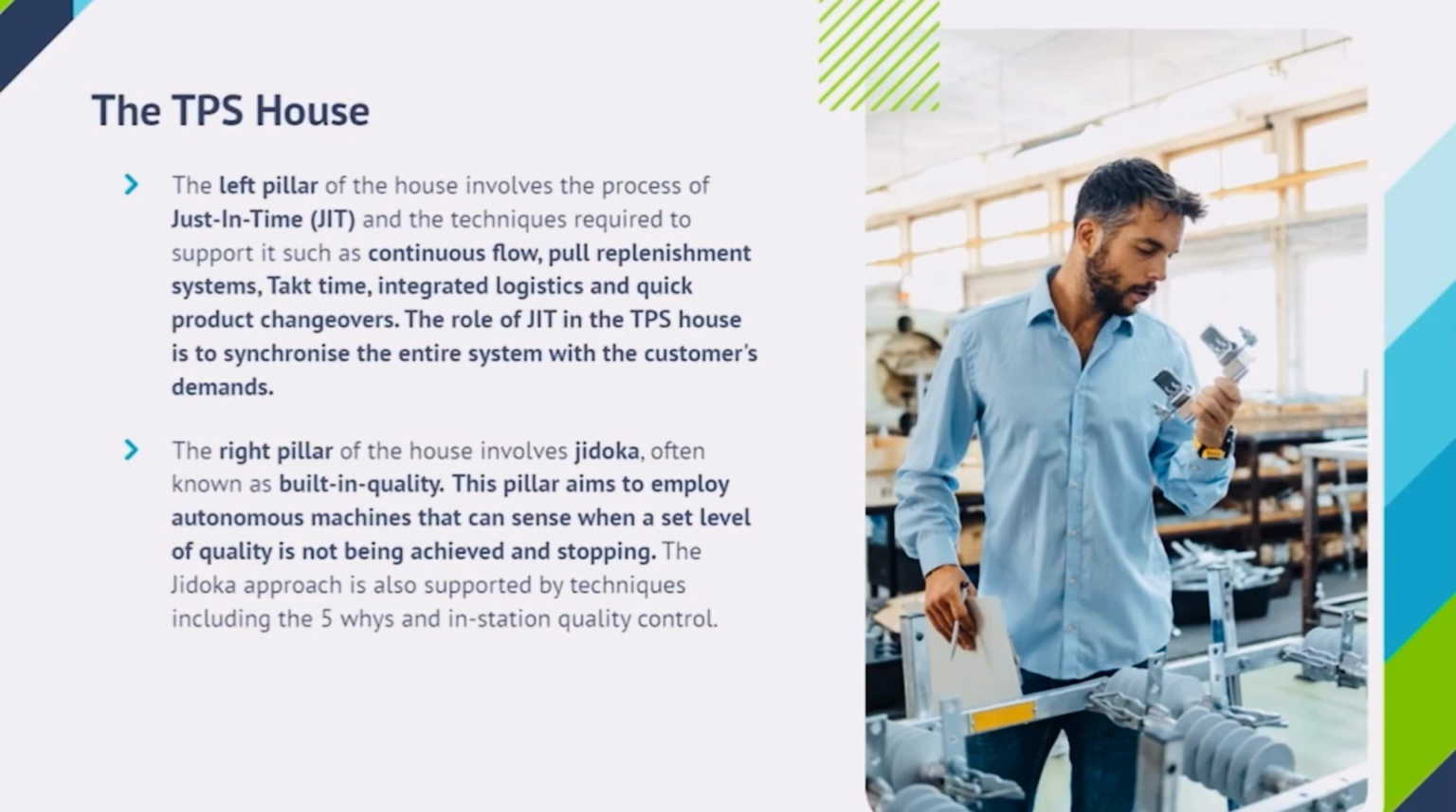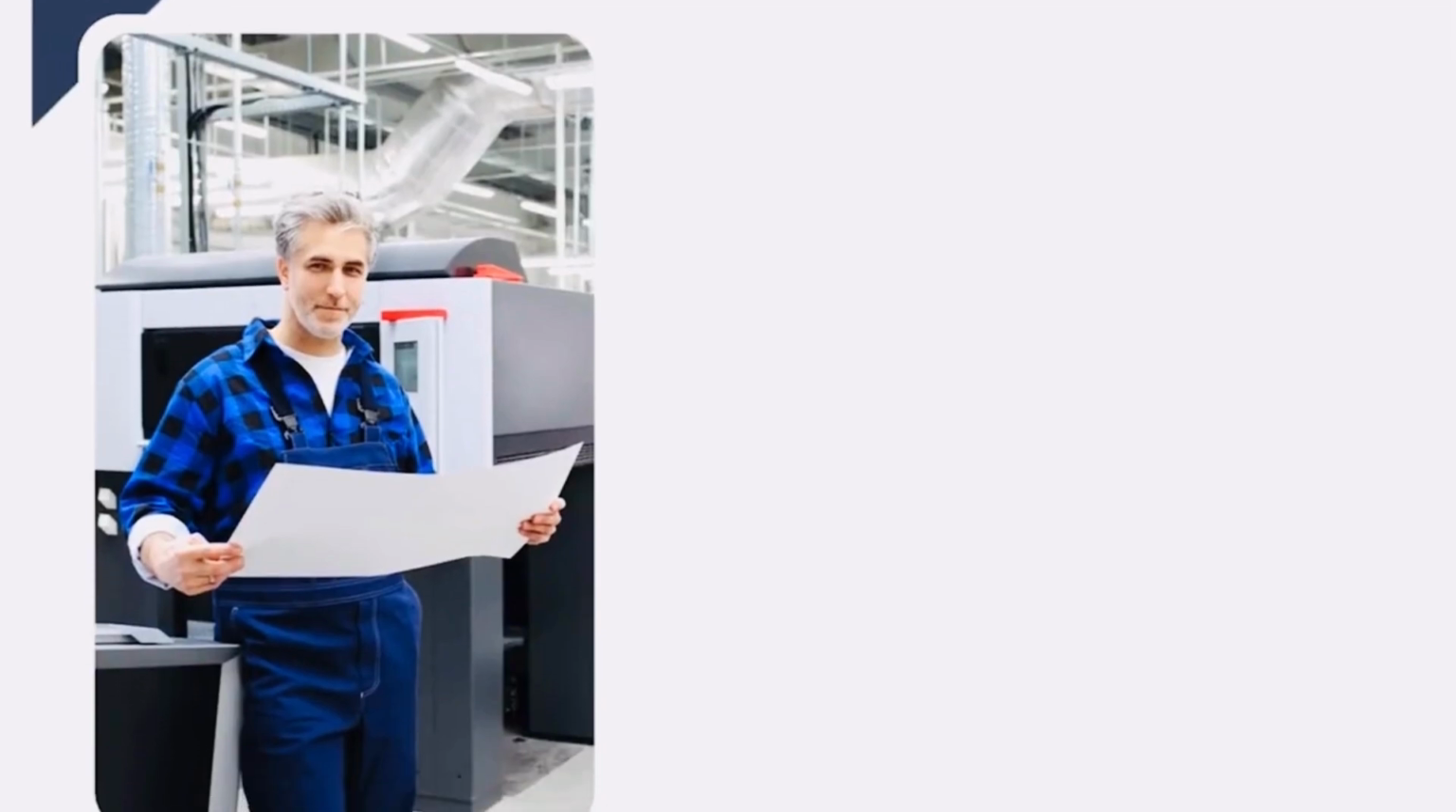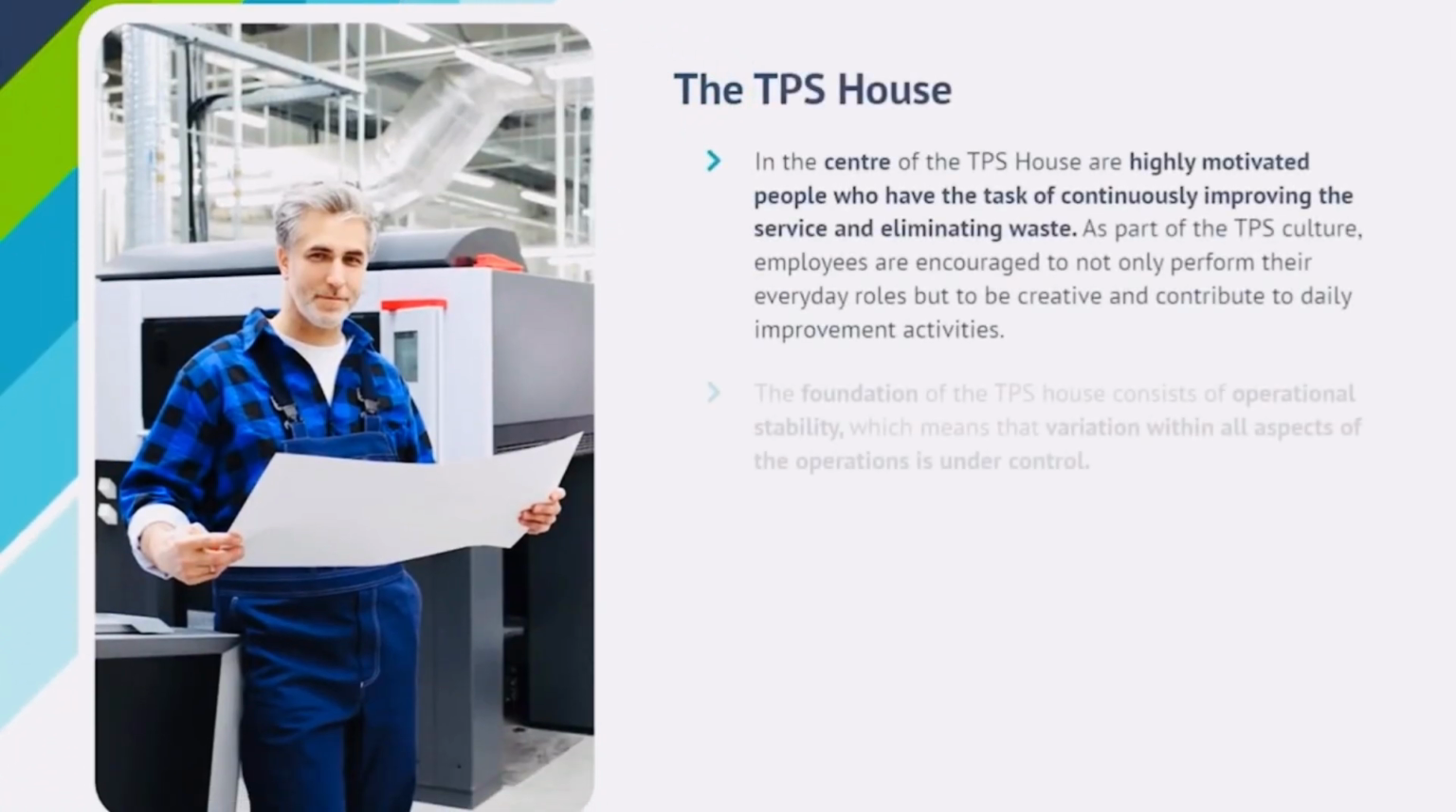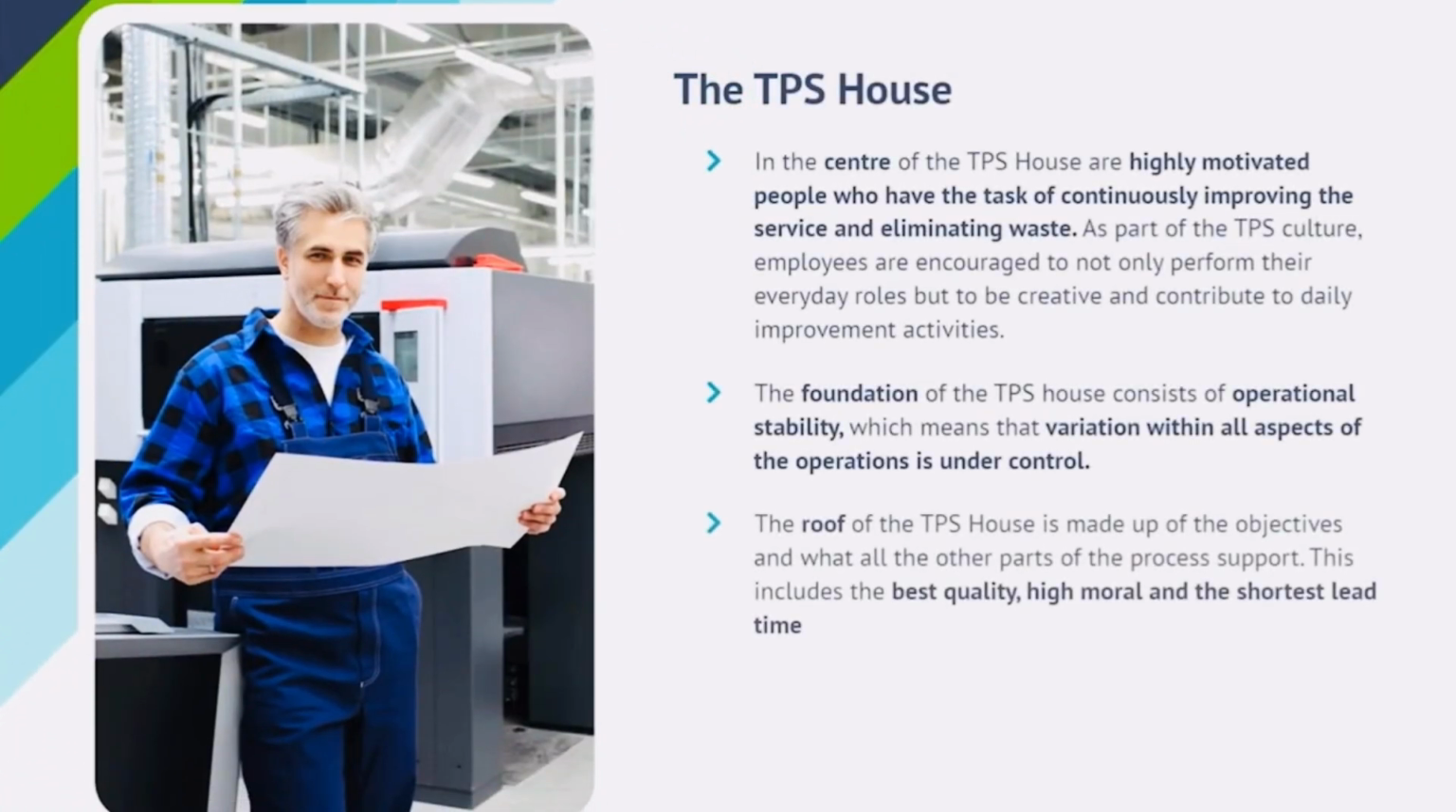The right pillar of the house involves Jidoka, often known as built-in quality. This pillar aims to employ autonomous machines that can sense when a set level of quality is not being achieved and stopping. The Jidoka approach is also supported by techniques including the 5 Whys and in-station quality control. In the center of the TPS house are highly motivated people who have the task of continuously improving the service and eliminating waste. As part of the TPS culture, employees are encouraged to not only perform their everyday roles, but to be creative and contribute to daily improvement activities.